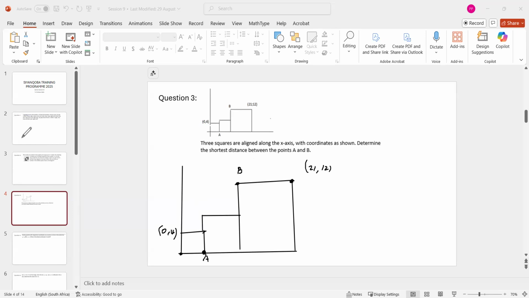So we need to calculate the length of the straight line from A to B, which I'm going to draw in red. All right, so we need to calculate AB. So that's a problem. So how do you do that? Well, this is the hypotenuse of a right angle triangle. So I need to know this length and also this length. I need to know those 2 lengths.